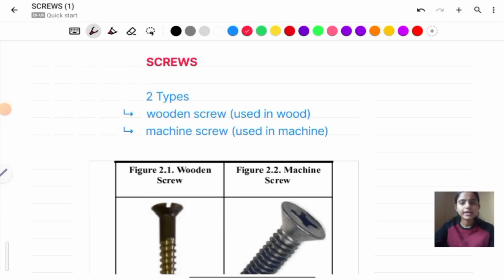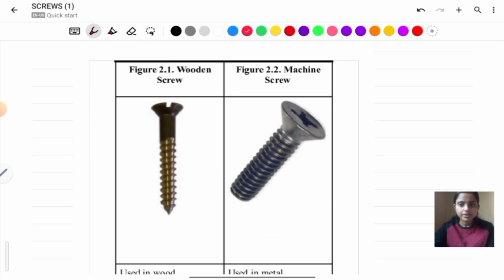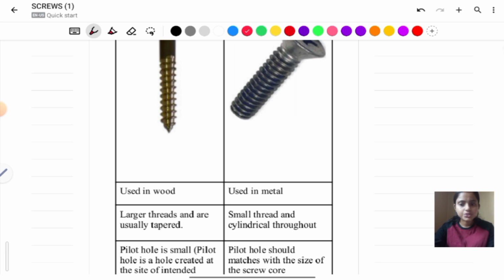Today we shall be talking about the screws used in orthopedics. There are two types of screw: the wooden screw, which is used in wood, and the machine screw, which is used in machines. The difference between the wooden screw and the machine screw is that the wooden screw is used in wood and the machine screw is used in metal.